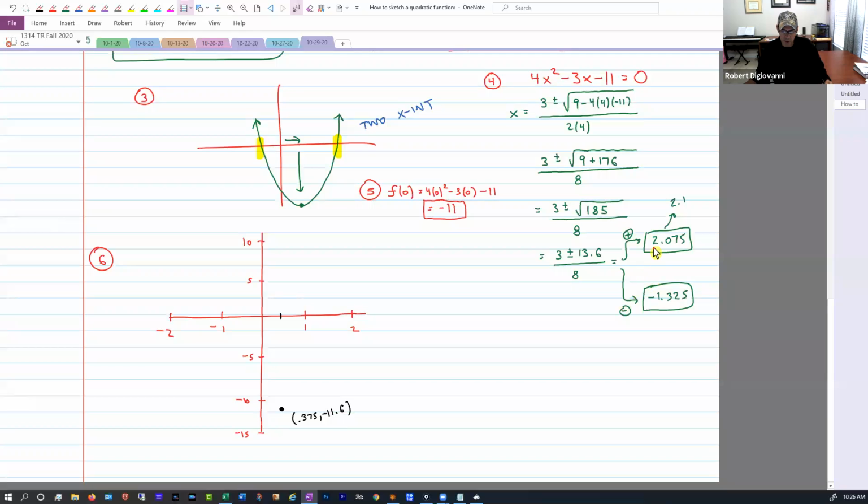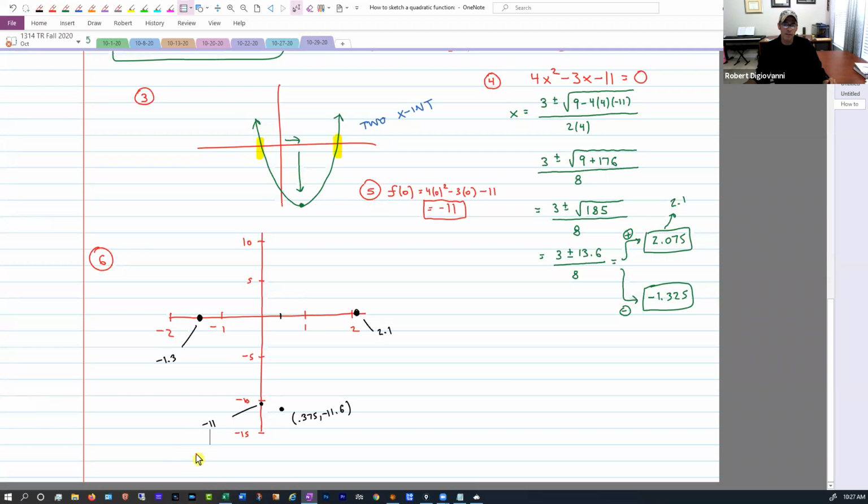Now my x-intercepts are at 2.075, about 2.1. That's a little bit past 2. There's my first x-intercept. My second x-intercept is negative 1.3. So somewhere, again, right around there. I may as well label this. This is 2.1. This one is about negative 1.3. And last thing is my y-intercept, which is negative 11, which is right about there. That's negative 11.